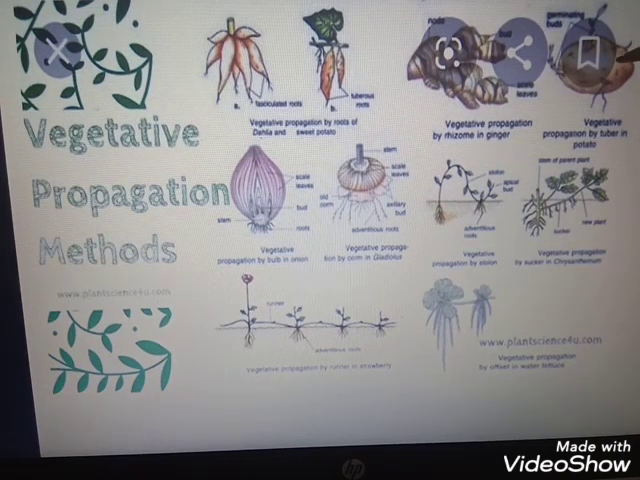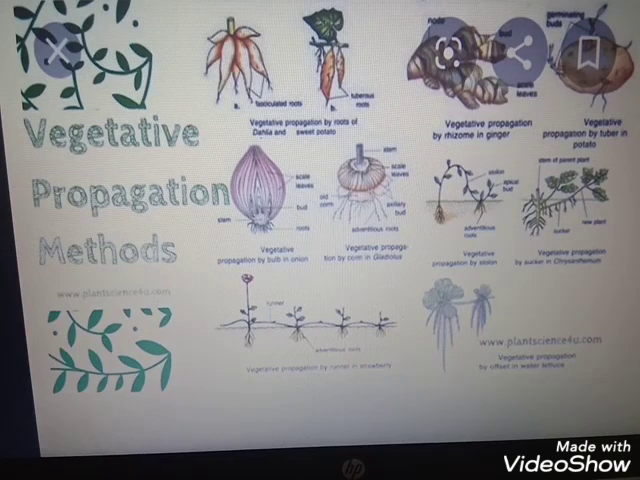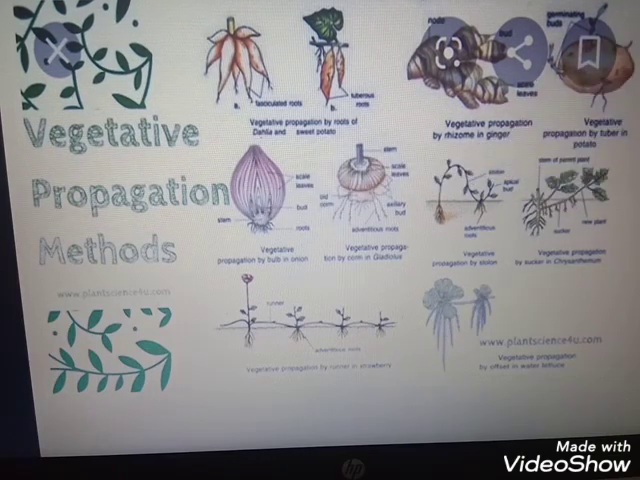And here is a picture of the potato. Here the new buds are arising from the eyes. Germinating buds originating from the eyes. And in the case of onion, there is a bulb. The adventitious roots arise from that compact disc-like structure. From this compact disc-like structure, new adventitious roots are forming.